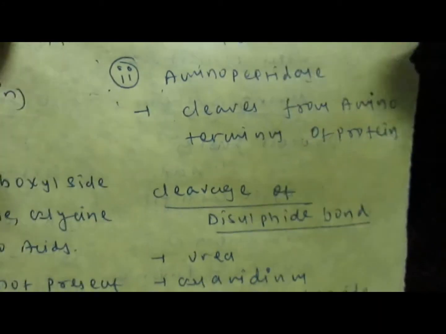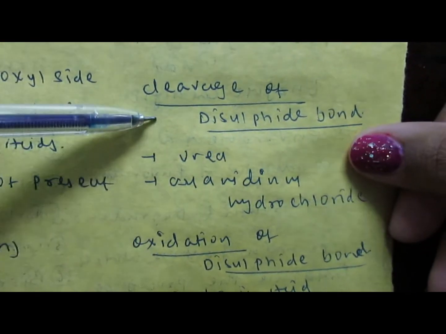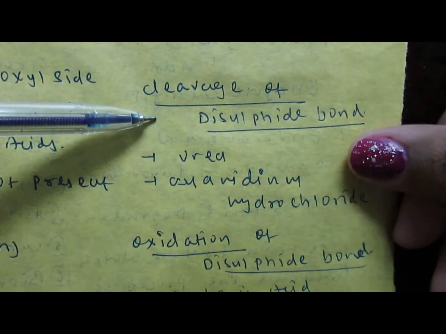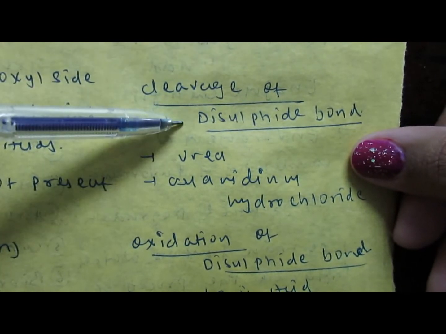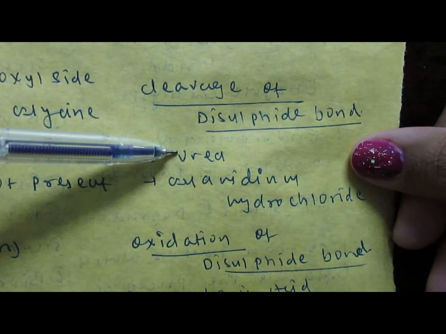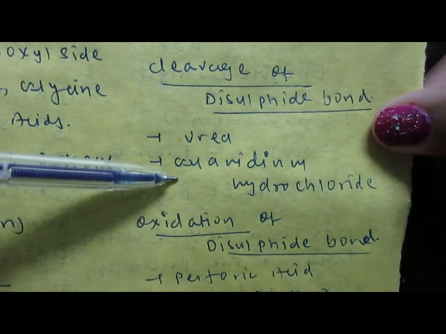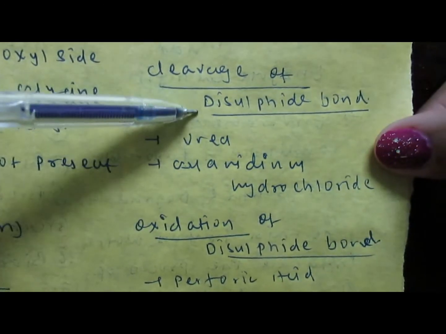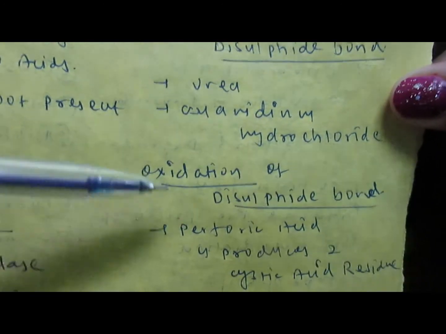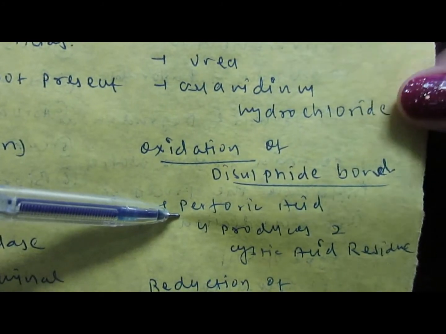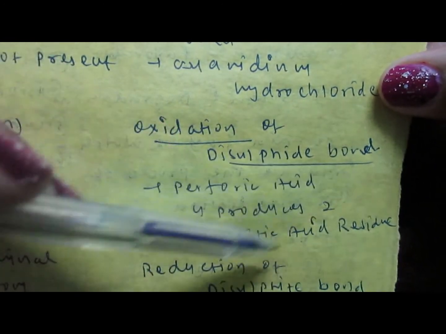Okay. Now if a polypeptide chain contains more than 2 or 3 disulfide bonds, then it is necessary to also cleave the disulfide bonds. Disulfide bonds can be cleaved via some chemicals. We are all familiar with it, right? Urea and guanidinium hydrochloride are basically used, and oxidation and reduction of disulfide bonds can be carried out via some chemicals. A disulfide bond can be oxidized in the presence of performic acid, and it will give rise to two cysteic acid residues, which are acidic in nature.